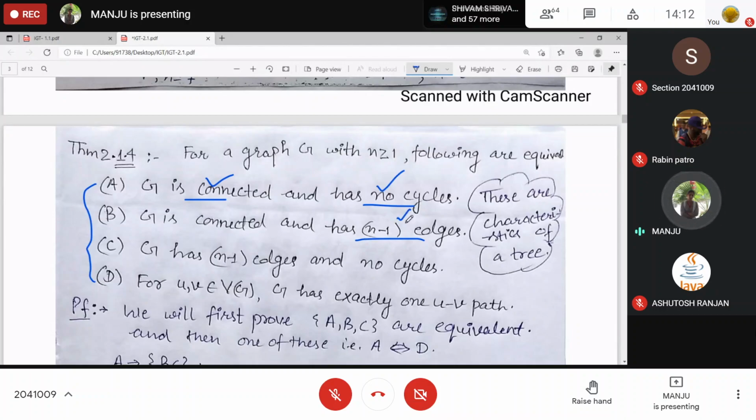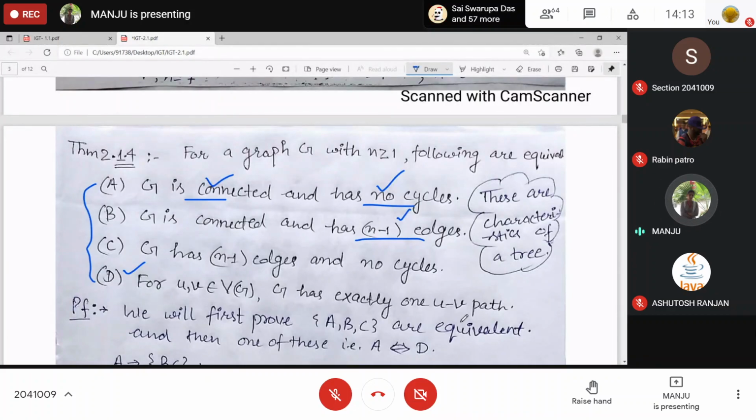G has n minus 1 edges, already done. And no cycle, already done. So these are the tree properties, and the fourth property is: for any 2 vertices U and V, G has exactly one U to V path. Exactly one path exists between every 2 vertices because of the absence of cycle, right?